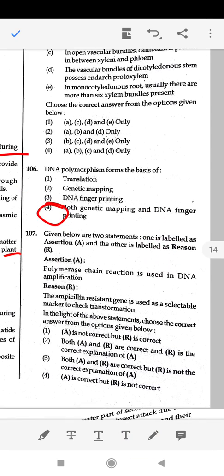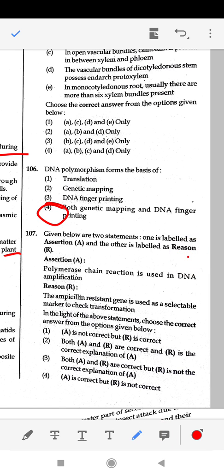Given below are two statements. One is labeled as assertion and the other is labeled as reason. Assertion is polymerase chain reaction is used in DNA amplification. Reason is the ampicillin resistant gene is used as selectable marker to check transformation. Which option will be the right one? Answer 3 is the right one. Both A and R are correct, but R is not the correct explanation of A.